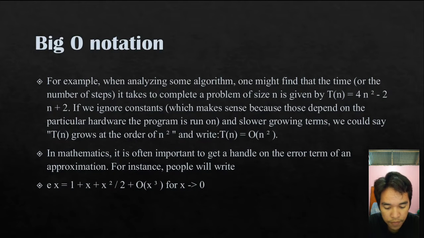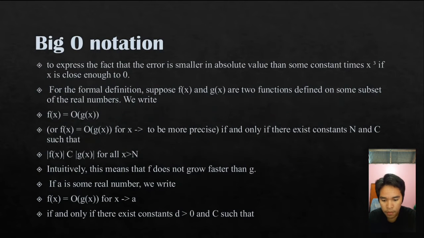T(n) grows at the order of n squared and write T(n) = O(n^2). In mathematics, it is often important to get a handle on the error term of an approximation. For instance, people will write e^x = 1 + x + x^2/2 + O(x^3) for x to 0, to express the fact that the error is smaller in absolute value than some constant times x^3 if x is close enough to 0.